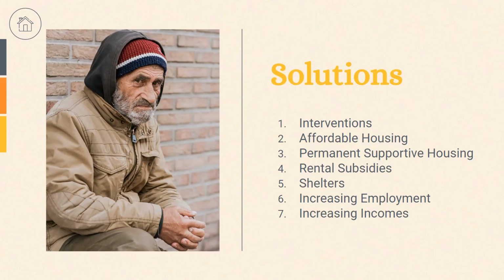However, there are solutions presented by the government and private programs that allocate resources to the homeless. These are interventions, affordable housing, permanent supportive housing, residential subsidies, shelters, increased employment, and increasing incomes. Interventions are programs and services designed to reduce the chance of homelessness or a return to homelessness. The intervention services help stabilize housing.